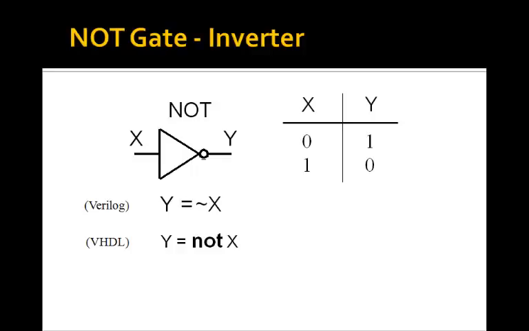The NOT gate has a single input and a single output. If we call the input X and the output Y, notice that if X is 0, Y is 1. If X is 1, Y is 0. It's just an inverter. In Verilog, we write the logic equation Y equals NOT X, where we use this little tilde symbol to represent NOT. Whereas in VHDL, you need to type out the entire word NOT if you're going to write Y equals NOT X.